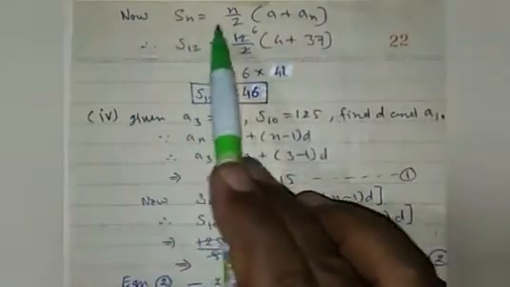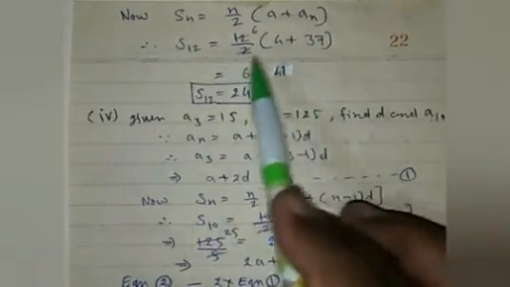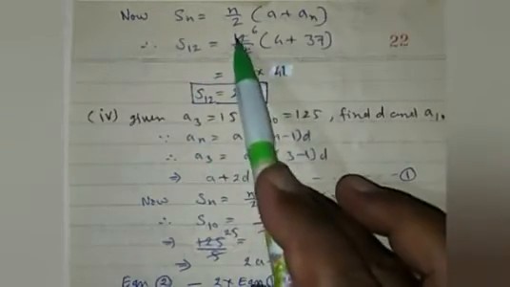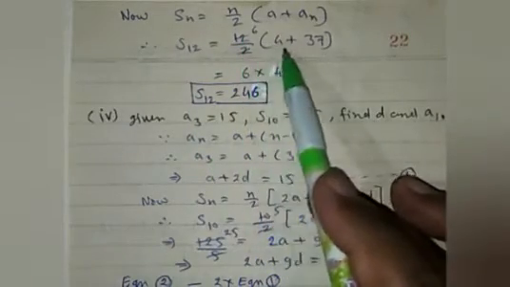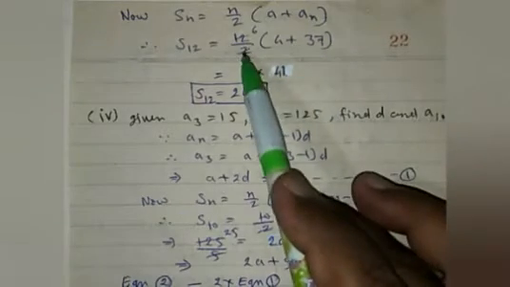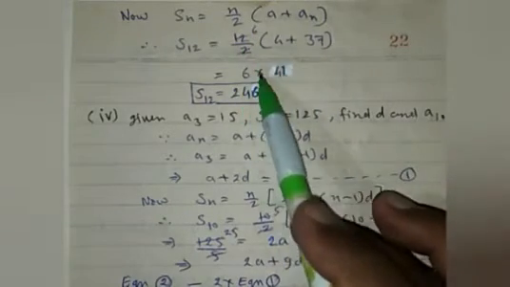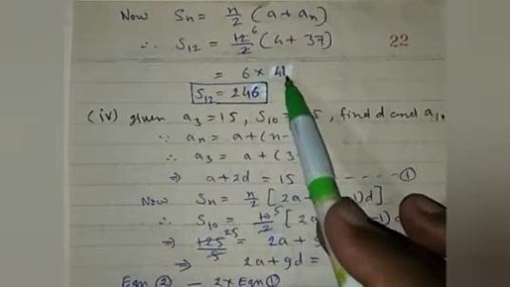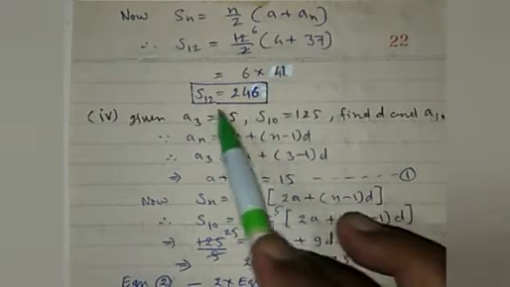Now Sn is equal to n by 2 into a plus an. That is equal to 12 by, here S12 means n equal to 12. So here 12 by 2 into bracket 4 plus 37. Here 2 sixes are 12. So 6 into, 4 plus 37 equal to 41. So it is 6 into 41, that is equal to 246.